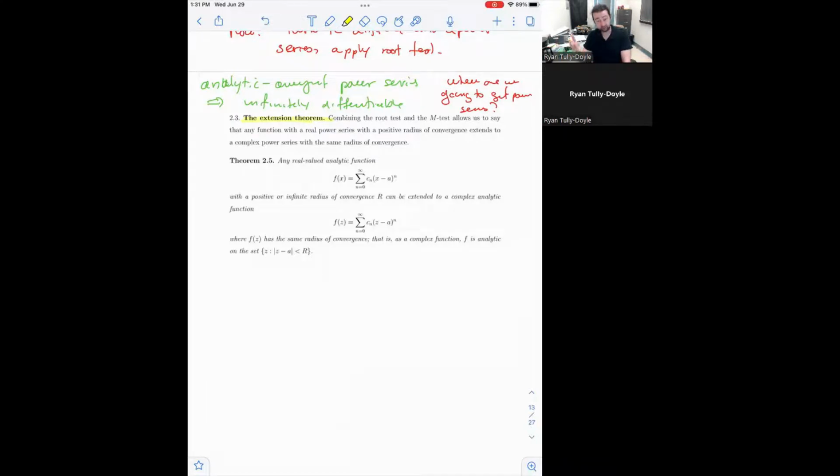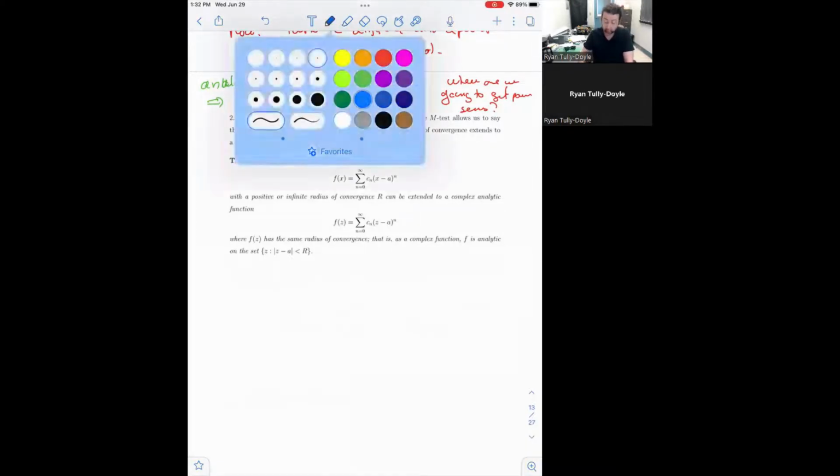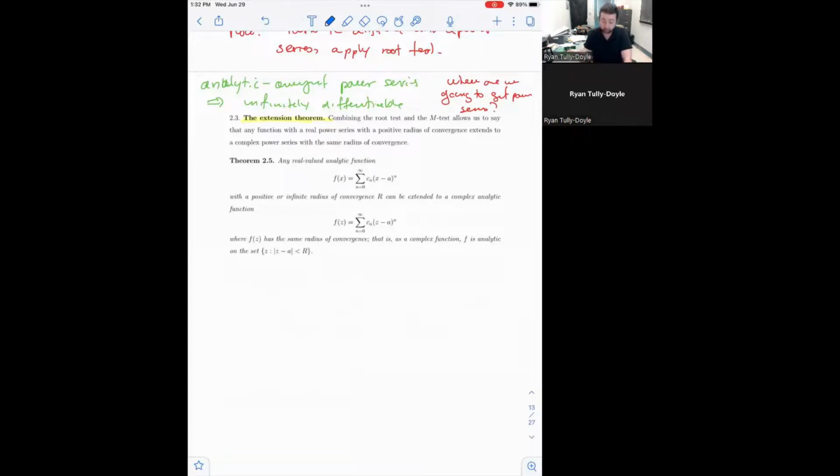So basically, if you combine the root test, which involved absolute value, which can be replaced with the modulus of a complex number, and the M-test, which is defined in terms of the absolute value and can be replaced. Remember that the M-test was purely a bound on the size of the terms of the series. That's perfectly okay with complex modulus in place of absolute value. What that means is that a real power series with a positive radius of convergence will still be convergent if we think about it as taking complex entries instead. So this is our second big theorem. It's called the extension theorem, and it gives us a body of functions that we can work with. It says any real-valued analytic function with a convergent power series with either a positive or infinite radius of convergence R can be extended to a complex analytic function f of z by replacing x with z, with the same radius of convergence.